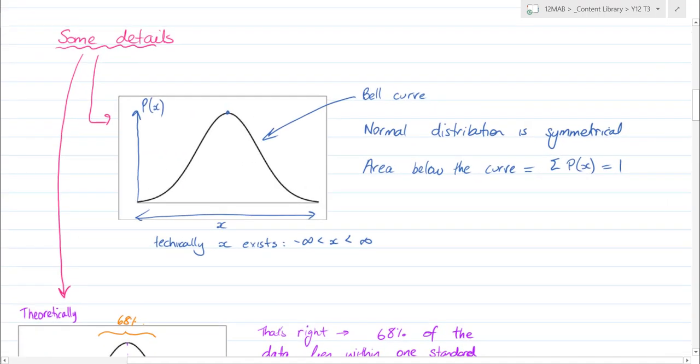And here's a little bit of detail. So it's called a bell curve. It's symmetrical, and that's a really important feature that we'll use. And the area below that curve is 1.